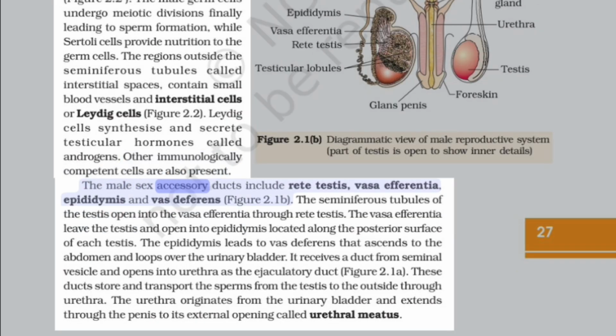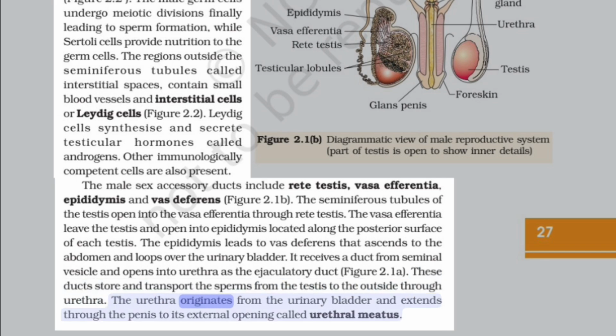The male sex accessory ducts include rete testis, vasa efferentia, epididymis, and vas deferens. The seminiferous tubules of the testis open into the vasa efferentia through rete testis. The vasa efferentia leave the testis and open into epididymis located along the posterior surface of each testis. The epididymis leads to vas deferens that ascends to the abdomen and loops over the urinary bladder. It receives a duct from seminal vesicle and opens into urethra as the ejaculatory duct. These ducts store and transport the sperms from the testis to the outside through urethra.